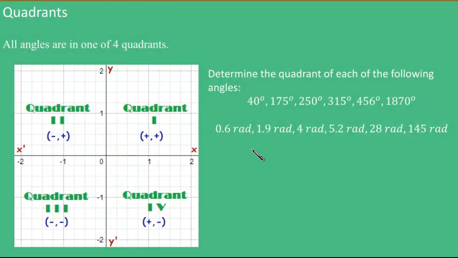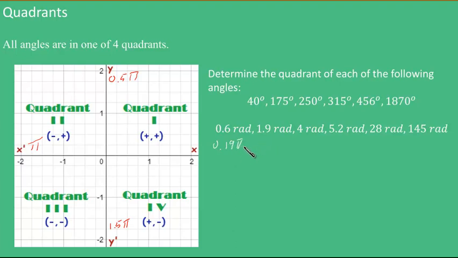One advantage of expressing angles as a multiple of pi radians is that we can easily tell the quadrant of the angle. So an angle of 90 degrees is 0.5 pi radians. An angle of 180 degrees is pi radians. An angle of 270 degrees is 1.5 pi radians. And so we see then that if we have an angle expressed in terms of pi radians, we can easily establish the quadrant. So 0.6 radians is the same as 0.19 pi radians.